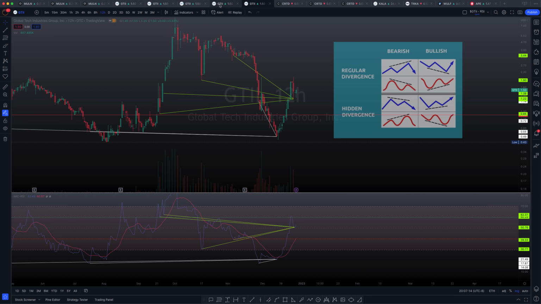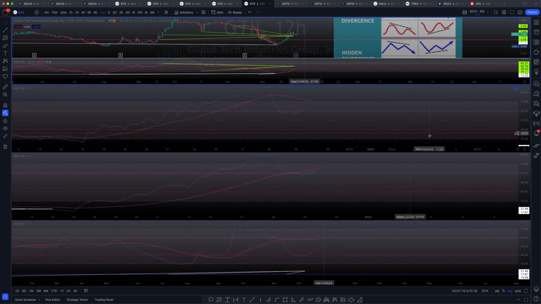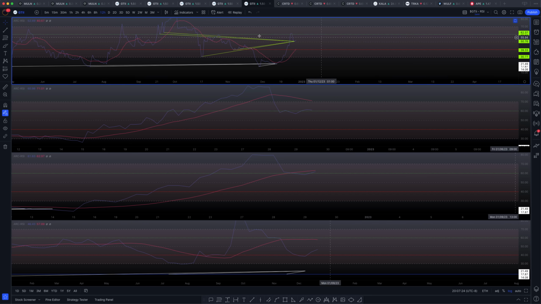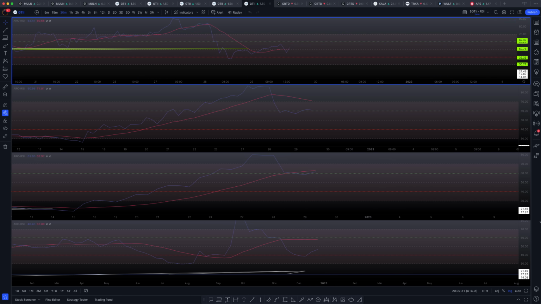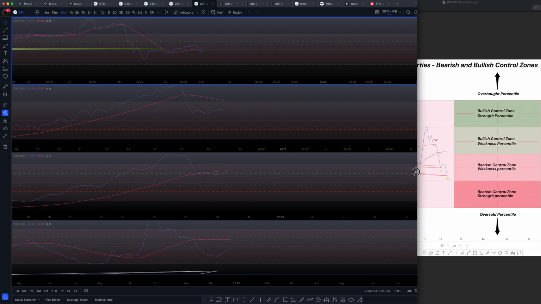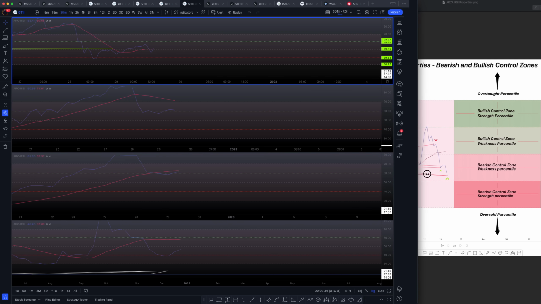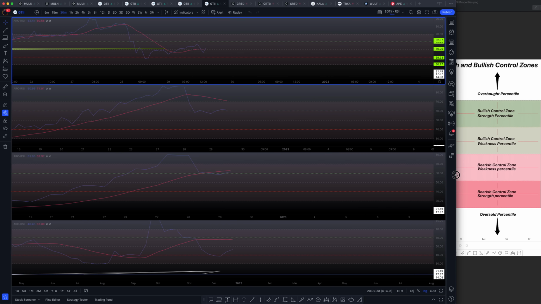Okay, so now let's open up the last part of this analysis, which is going to be a multi-pane, so that we can see just how we're doing in the immediate short term and the medium term. Okay, so let's open up the 30-minute chart and take a look at what we have here. Now, for the new viewers, I have the diagram for the RSI properties listed right over here. I want you to hone in on these four zones here, as I will be speaking of them often, including the oversold percentile and the overbought percentile.